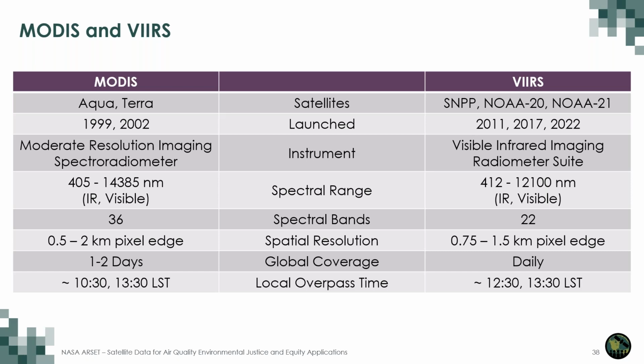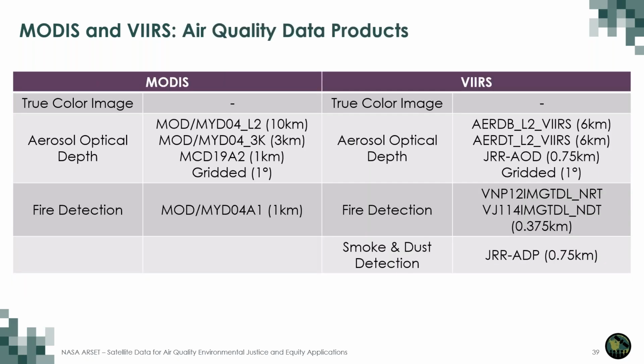Both MODIS and VIIRS are multispectral instruments covering parts of the visible and infrared spectrum, making them suitable for aerosol observation. VIIRS generally has a slightly higher spatial resolution than MODIS for the bands which are relevant for aerosol observation. MODIS and VIIRS produce several data products relevant for air quality applications. In addition to true color imagery, both produce various aerosol optical depth data products, which are relevant for particulate matter pollution. These different products use different retrieval algorithms, which I'll talk about on the next slide. There are also fire detection products from both instruments, and the VIIRS instrument also has abilities to produce smoke and dust detection information.